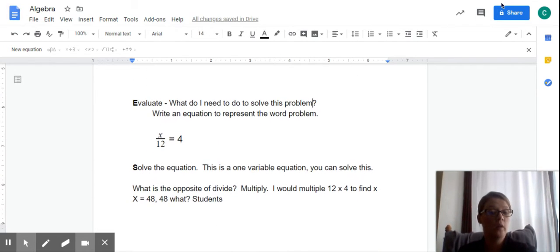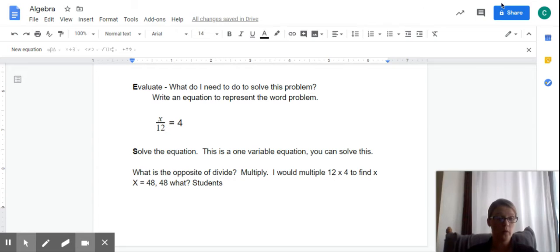Next, we solve the equation. This is a 1 variable equation. You can solve it. Here's how I would do it. I like to think, what is the opposite of divide? Because it's really hard to think what divided by 12 gives me 4. So I'm going to show you a trick. What is the opposite of divide?